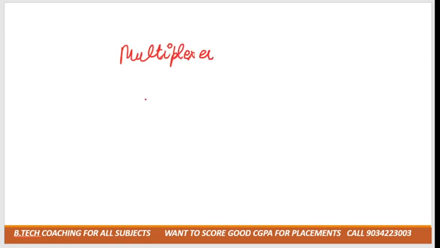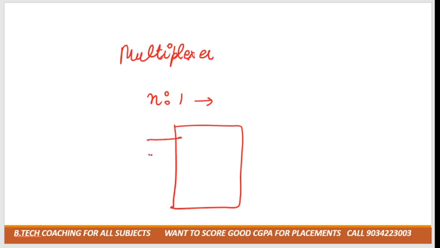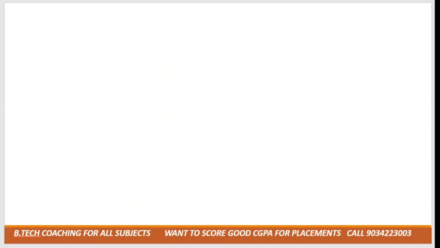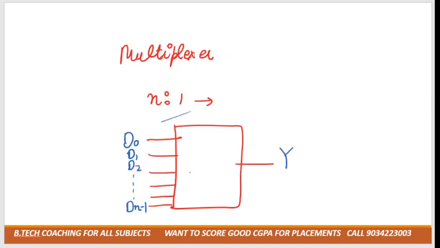basically we have an n is to 1 multiplexer. N is to 1 means we have a number of inputs, but the output will be only 1. Output here is denoted by Y and inputs can be denoted by D0, D1, D2 and so on. It goes up to D of n minus 1.